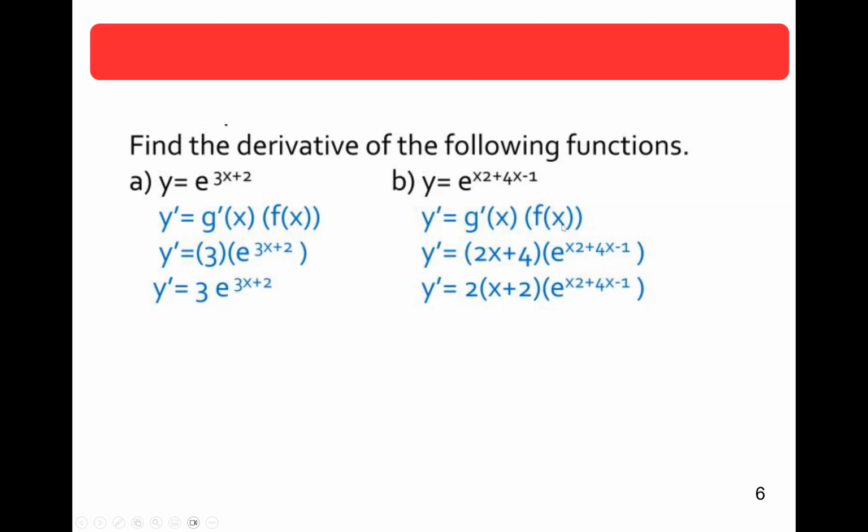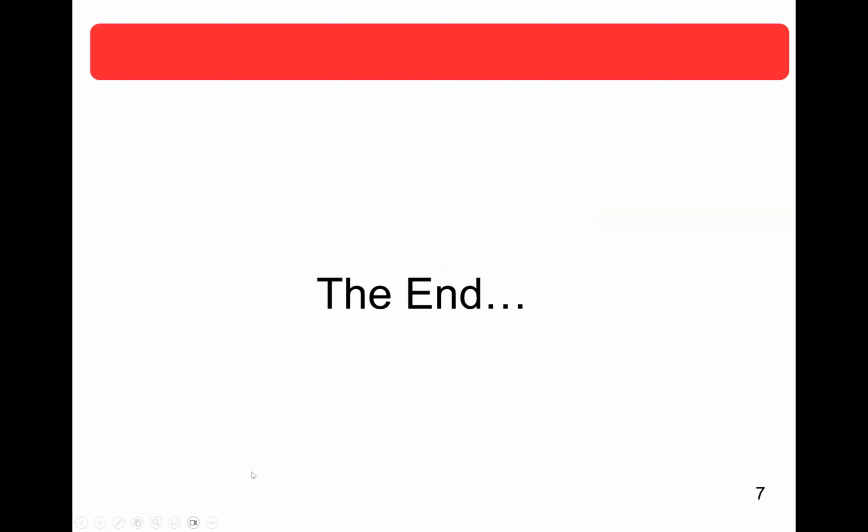Then we write the f of x, which will be multiplied by e to the power x squared plus 4x minus 1. So for the final answer, we can take 2 out of the parentheses here, 2x plus 4. The common value will be 2 times x plus 2 times e to the power x squared plus 4x minus 1. So in these two examples, we are using the chain rule, and we're going to cover the chain rule in future lectures.